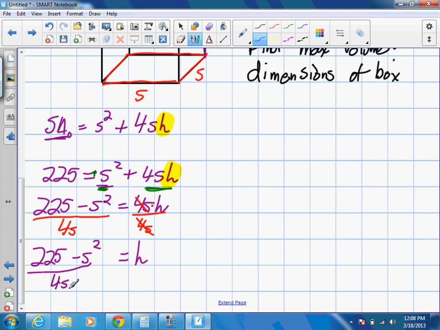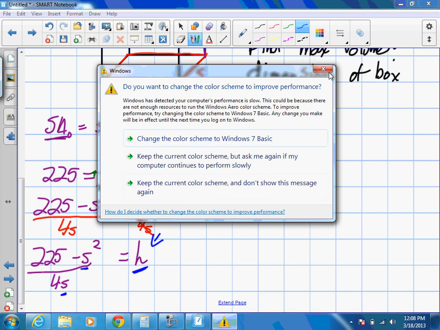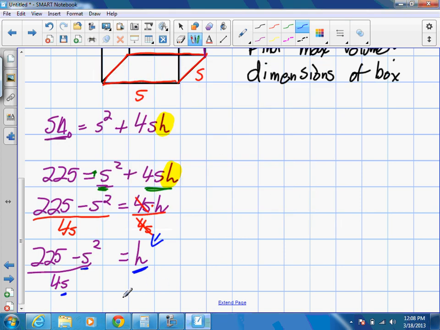So it looks complicated. We developed all of this on our own. But what we've done is isolate h, which is great, because when we isolate h, we can plug in values for s. That'll tell us what our height is, and then we can test them out to see if they'll give us the best volume. So next I'm going to build a chart. I'm just going to pause this while we build a chart. We're going to do this together.